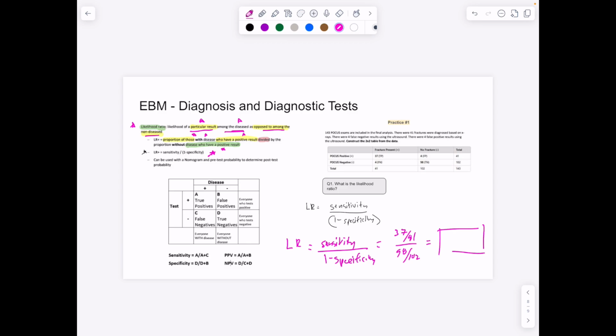And the other way of saying it is proportion of those with disease who have a positive result divided by proportion of those without disease who have a positive result. And you calculate it as sensitivity divided by 1 minus specificity.